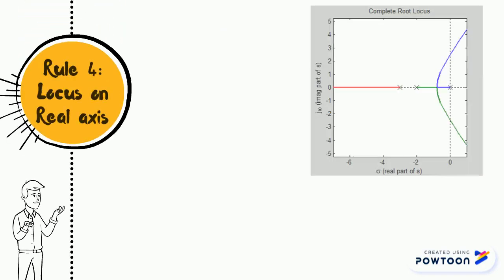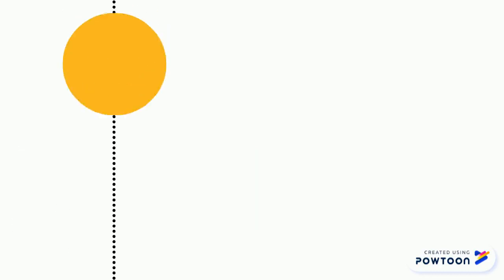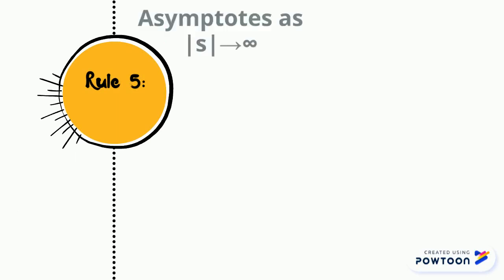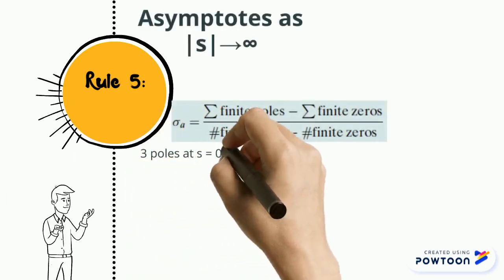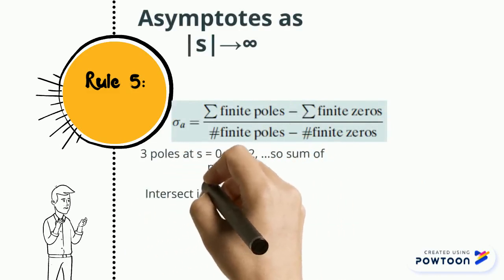Poles and zeros existing on the real axis only exist to the left of the odd numbers of them. Asymptotes guide the poles as S goes to infinity. Basically, we need to know where the asymptotes intersect and their angle.